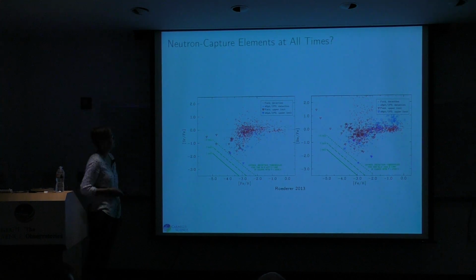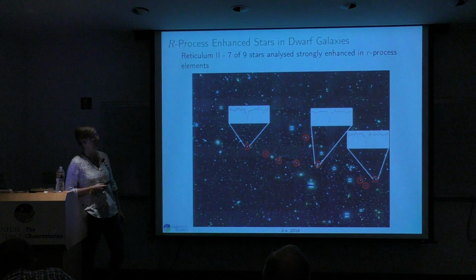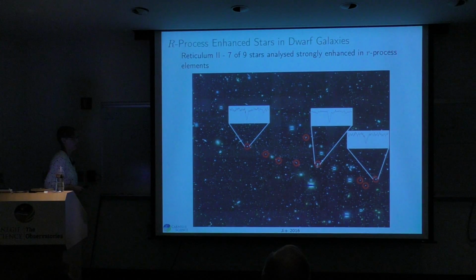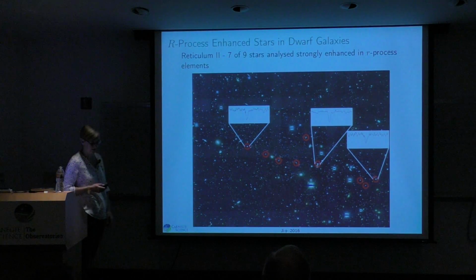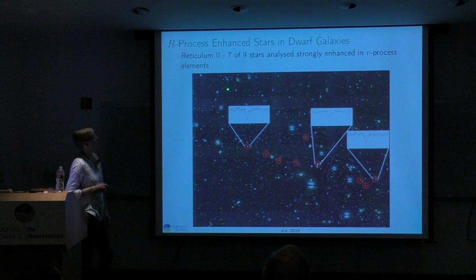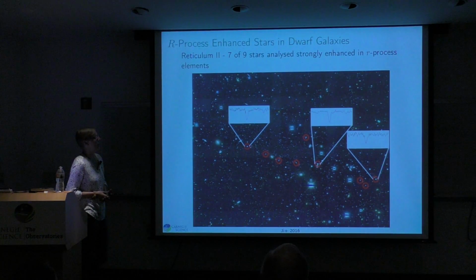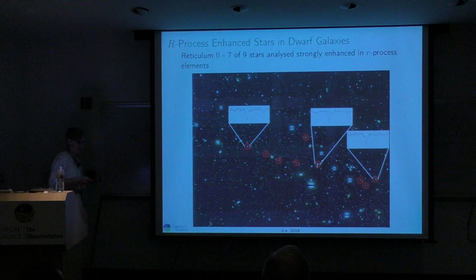So all of this I showed you so far has been for stars in the Milky Way halo. But as you've probably already known, we also find R-process-enhanced stars in dwarf galaxies, and we have this famous Reticulum 2 that Alex discovered a couple of years ago, which is an ultra-faint dwarf galaxy where 7 out of the 9 stars analyzed showed a strong enhancement in R-process elements. So finally, we actually had an environment where we knew that an R-process nucleosynthesis event had happened.